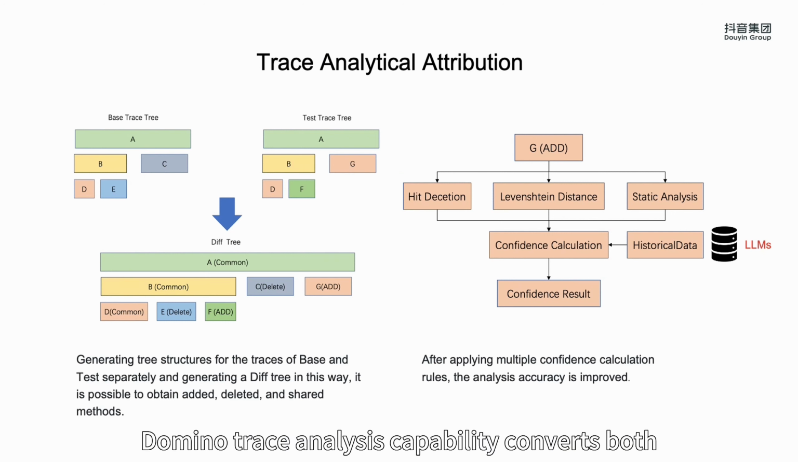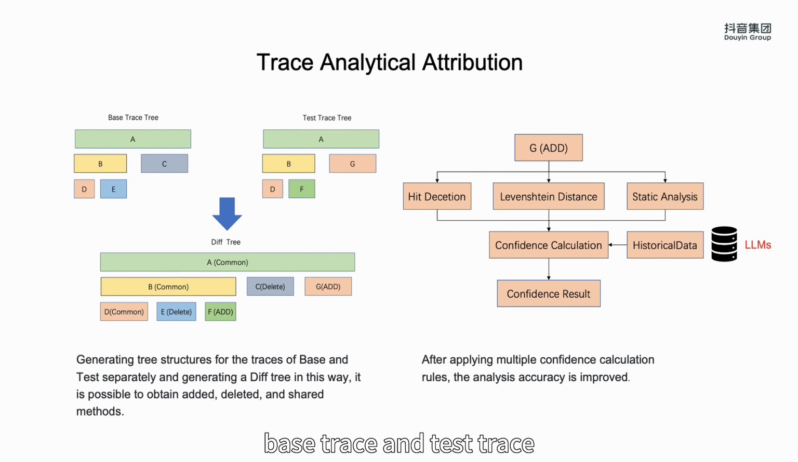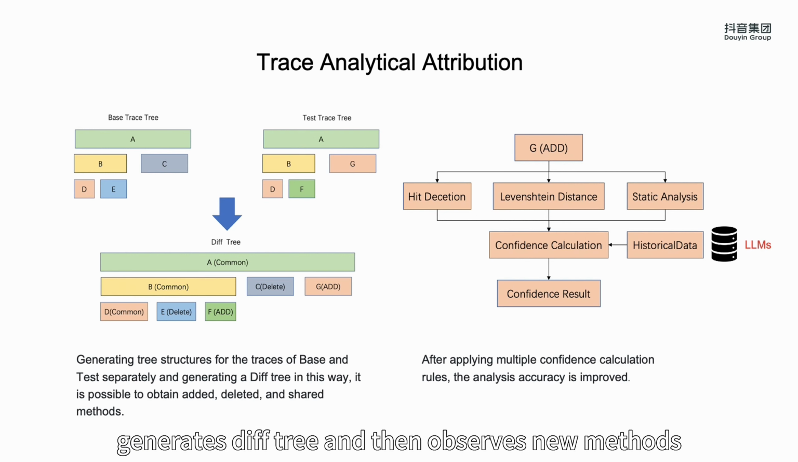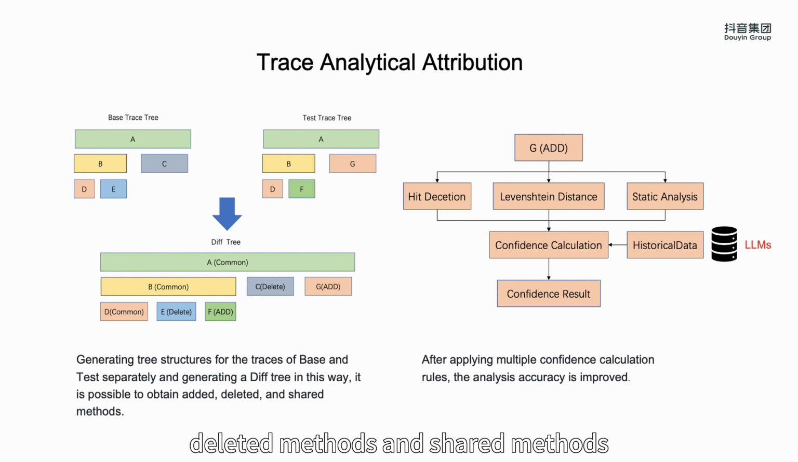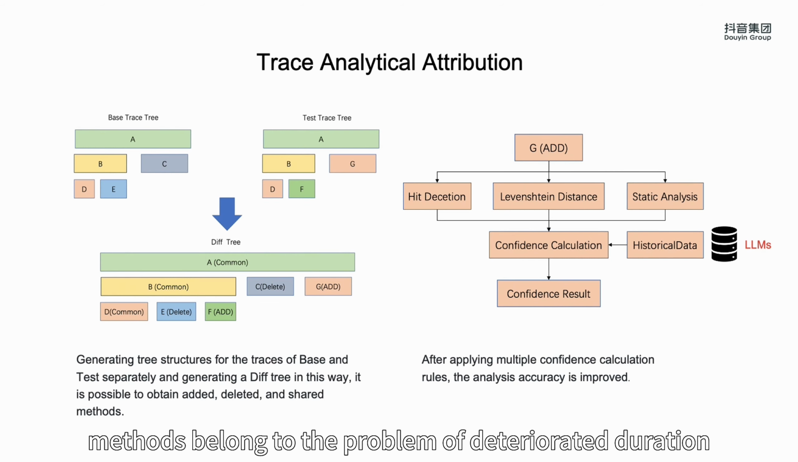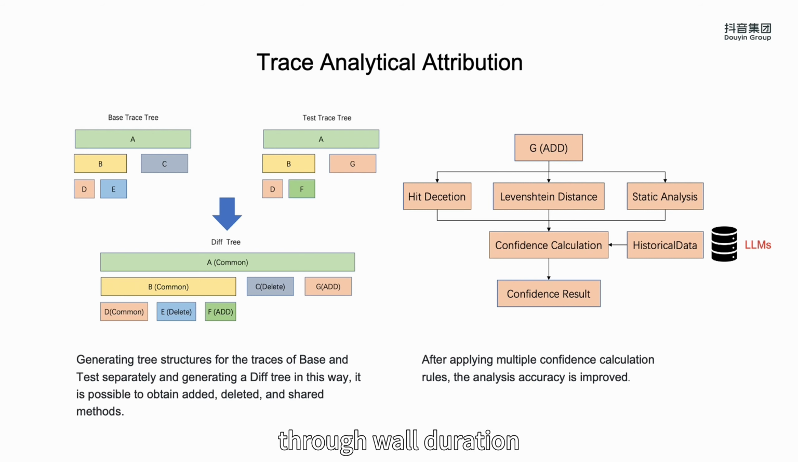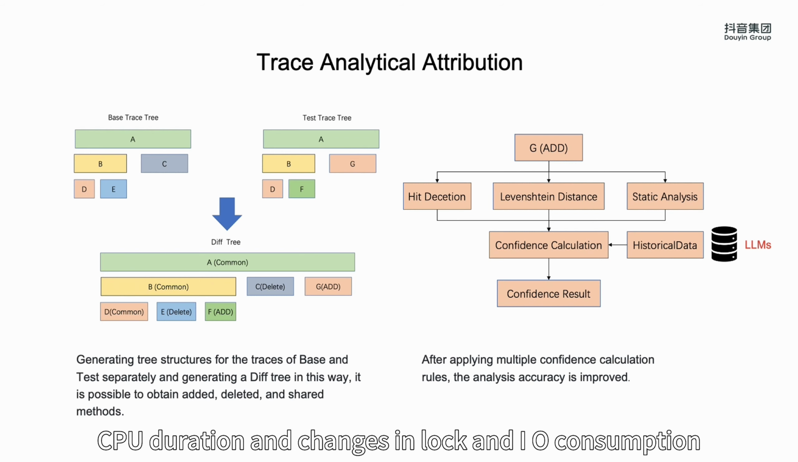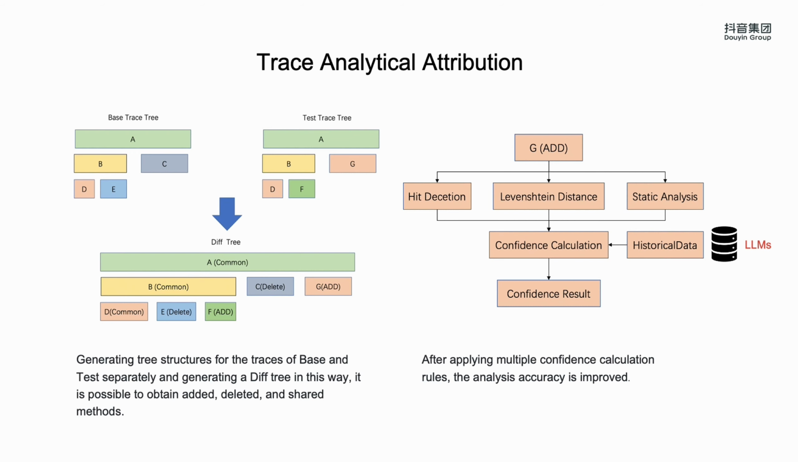Domino trace analysis capability converts both base trace and test trace into trace tree, generates diff tree, and then observes new methods, deleted methods, and shared methods. Then, it can identify which methods belong to the problem of deteriorated duration through wall duration, CPU duration, and changes in lock and I/O consumption.